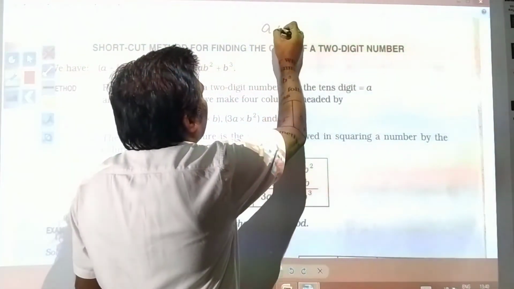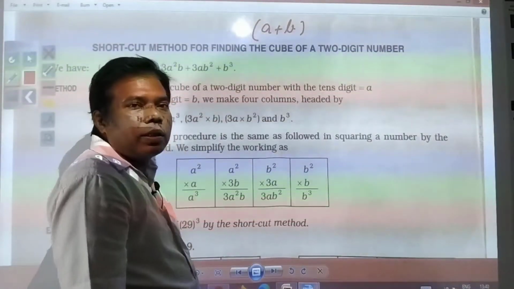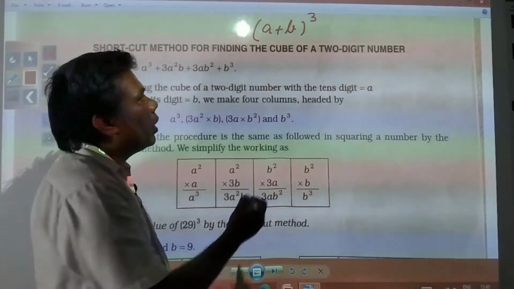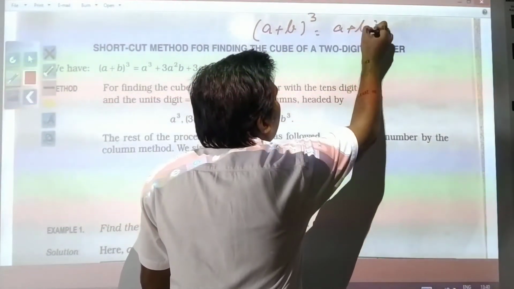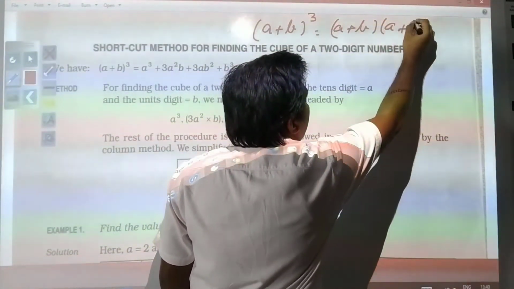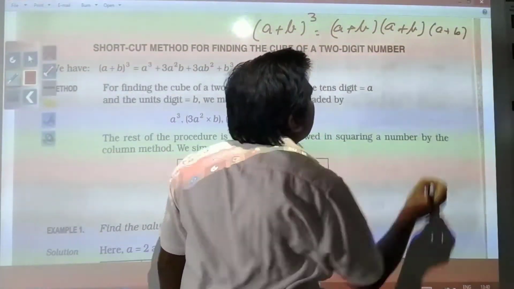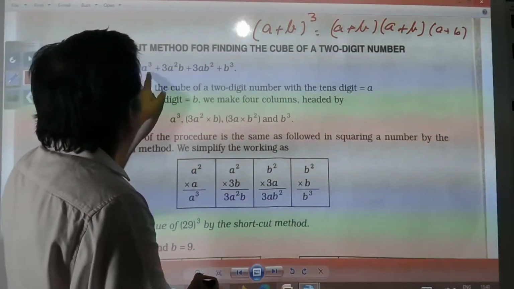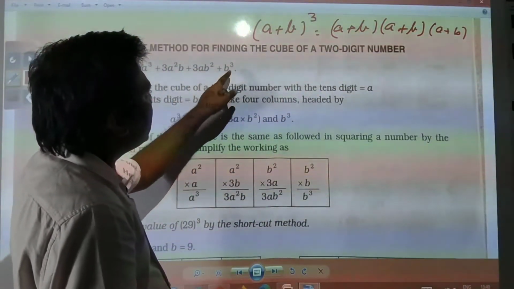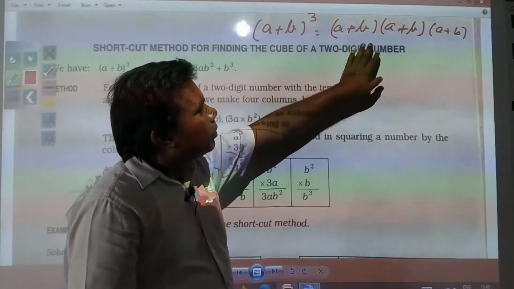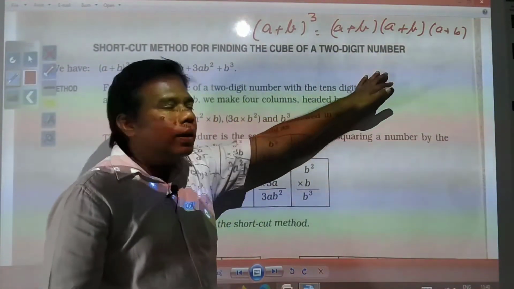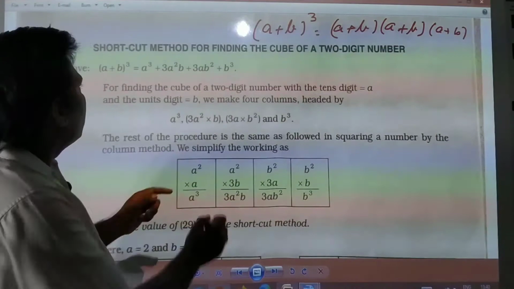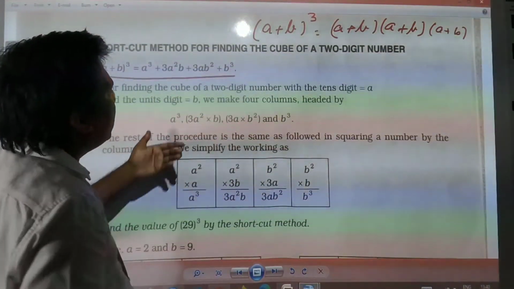Suppose you have a number in the form of a plus b, and you find out (a plus b) whole cube. It means you will multiply a plus b three times. If you multiply a plus b into a plus b into a plus b, you will get a cube plus 3a square b plus 3ab square plus b cube. So that is required to be remembered. Nothing is required to be done, you just need to remember.